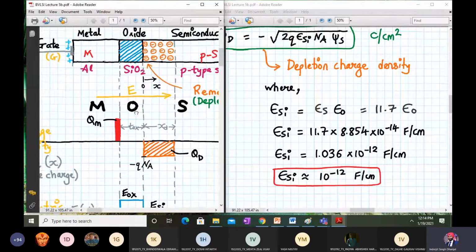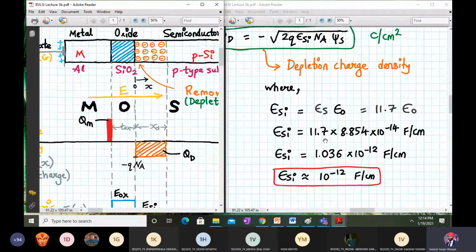Is the product approximately equal to 10 to the minus 12? I'm waiting for the answers.